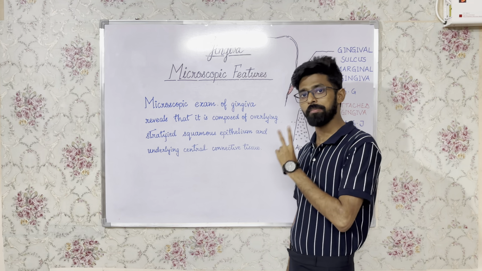If you can see this line, it is clearly written, it is composed of overlying stratified squamous epithelium. So overlying epithelium and underlying central connective tissue, okay? So we will study this entire topic under these two headings.